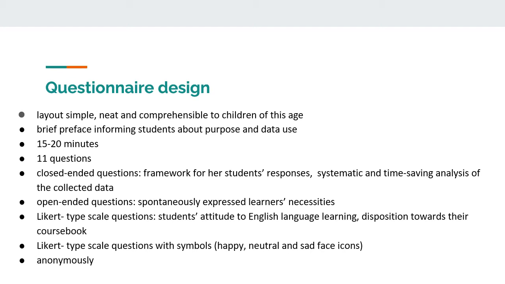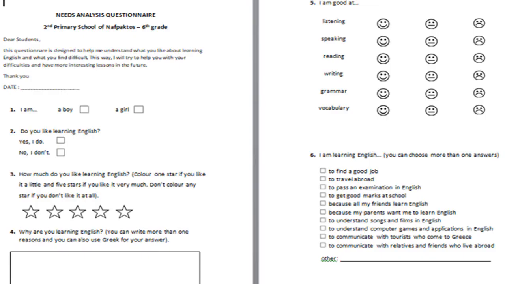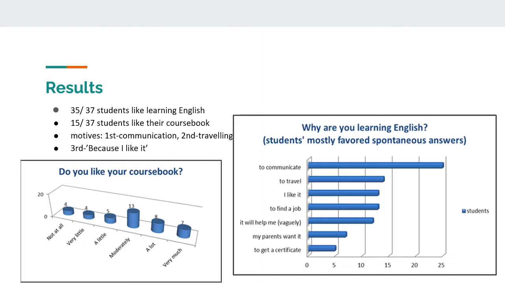It consists of close-ended questions which provide a framework for the students' responses and allow for a systematic and time-saving analysis of the collected data, open-ended questions to cater for the spontaneously expressed learners' necessities, and Likert-type scale questions which specify students' attitude to English language learning, as well as their disposition towards their coursebook, using symbols and face icons instead of words and numbers in an attempt to be more child-friendly.